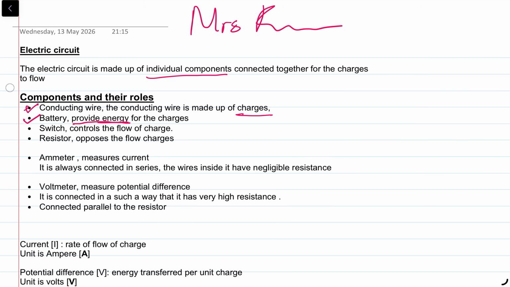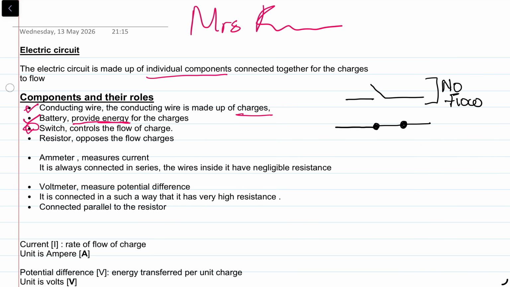And then next up, we have a switch. A switch is the one which controls the flow of charge. A switch you can come across in two instances. You can come across an open switch like that one. With an open switch like this one, there won't be any flow of charge. And if you find your switch closed like that, then there will be a flow of charge.